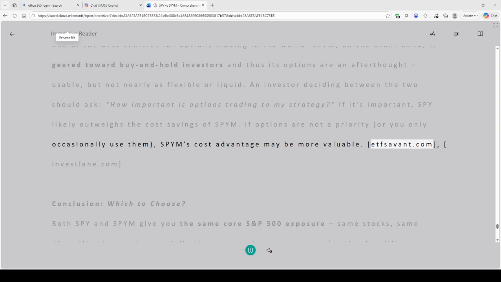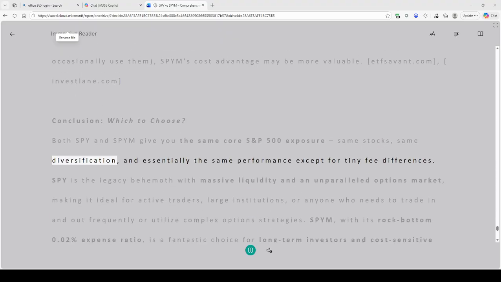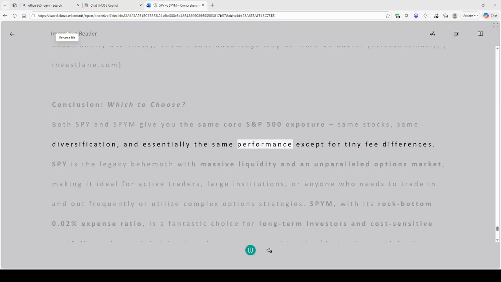Conclusion: which to choose? Both SPY and SPYM give you the same core S&P 500 exposure, same stocks, same diversification, and essentially the same performance except for tiny fee differences.